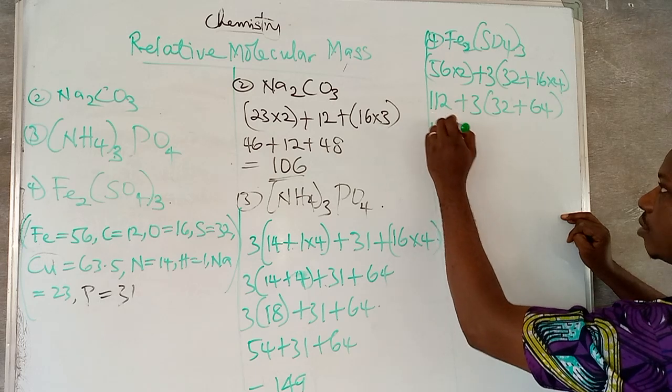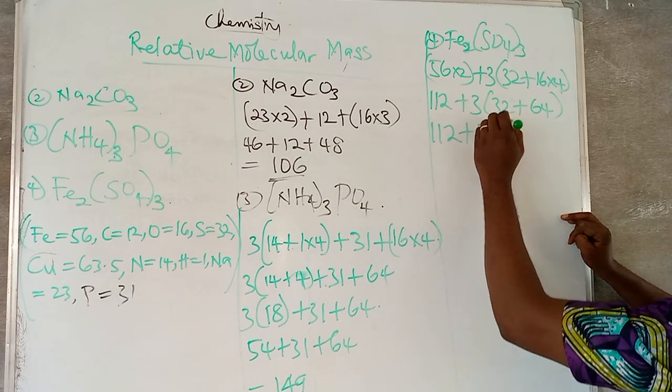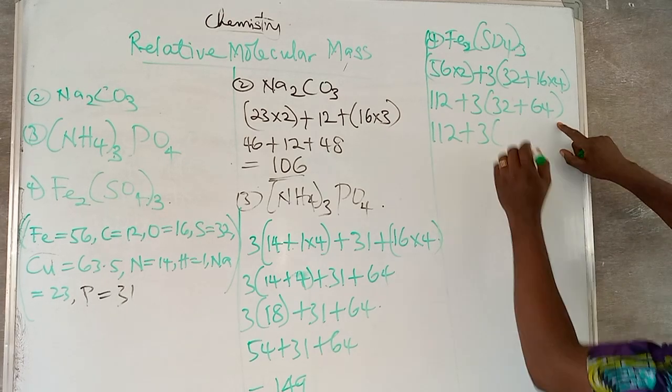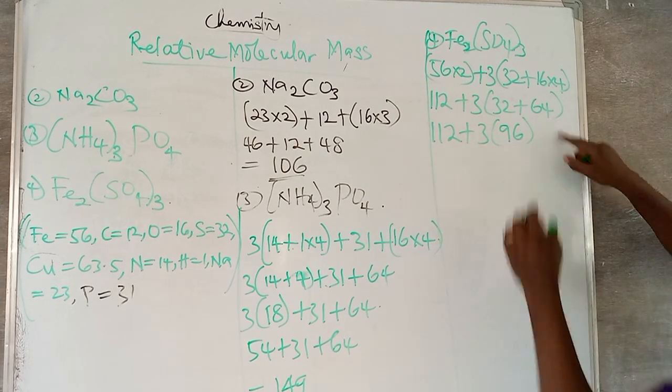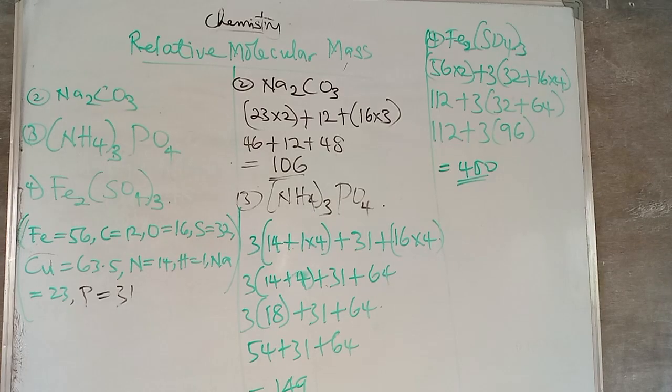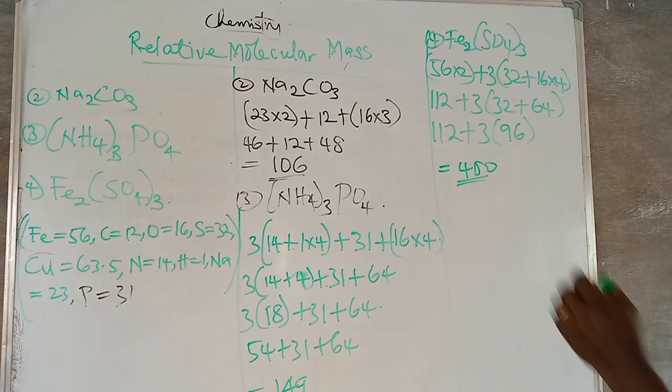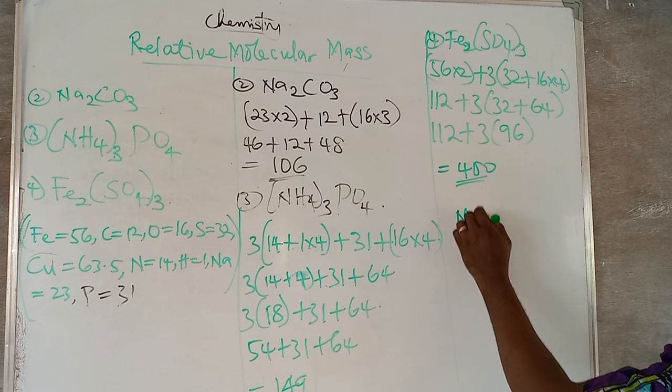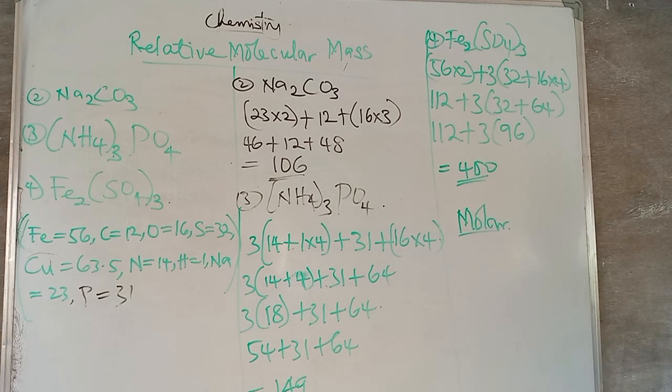Now 112 plus 3 times this plus this, which will give you 96. And the calculator will help us do justice to that quickly. If you add it up, it will give you 400, which means the relative molecular mass of iron(III) tetraoxosulfate(VI) is 400. It is very simple. Quickly, if we are talking about molar mass, this should be another topic.